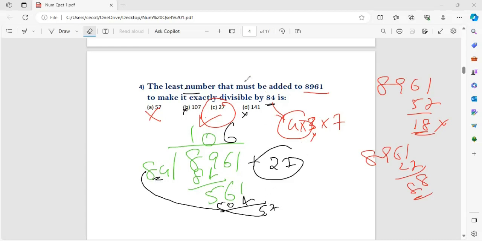Now, if you're asked to find the least number that should be subtracted, in that scenario, just take the remainder that you get in the final step. Which means if the question was least number to be subtracted, the answer would have been 57. So in this question, the answer is 27. Here, over. Let's move to the next question then.